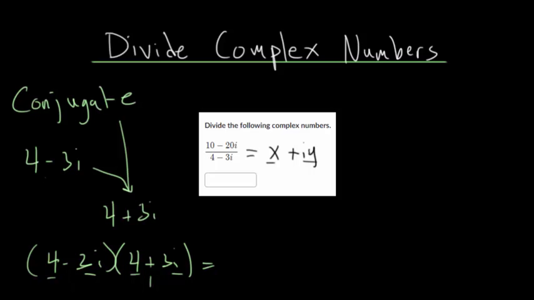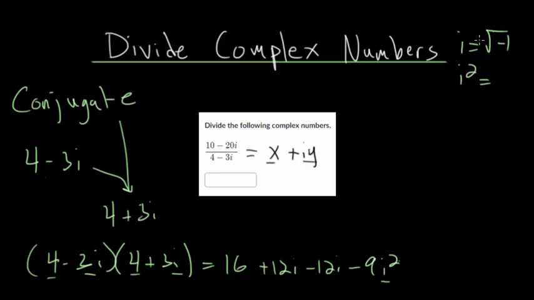Let me undo a few of those. So we'll do 4 times 4, 4 times 3i, so that's plus 12i. 4 times minus 3i would be minus 12i, and minus 3i times 3i would be minus 9i squared. The tricky part here is substituting i squared. We know what i is, the square root of minus 1. When we square this, the square root and the square cancel each other. They are opposite operations, just like multiplying by 5 and then dividing by 5. You just end up with what you started with on the inside.